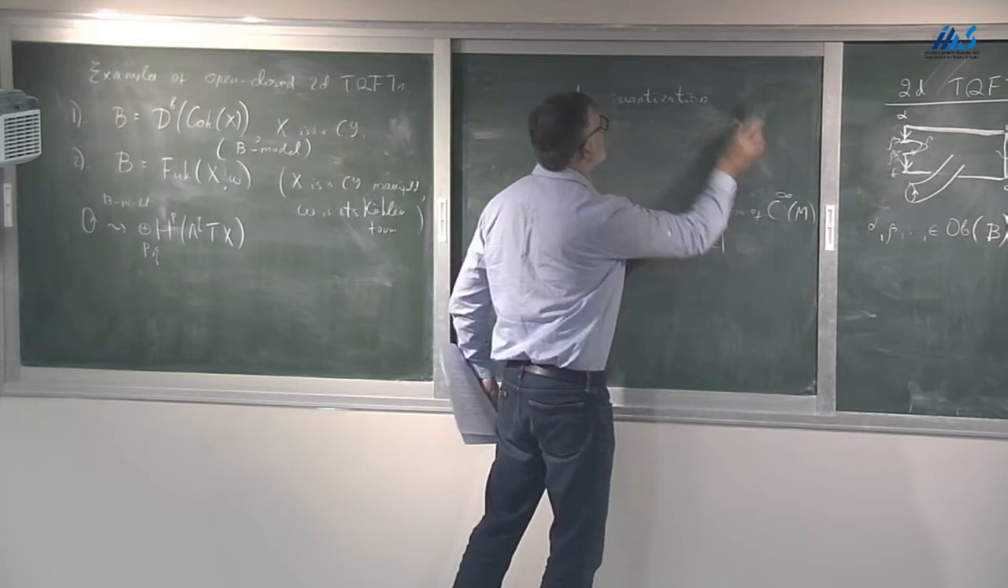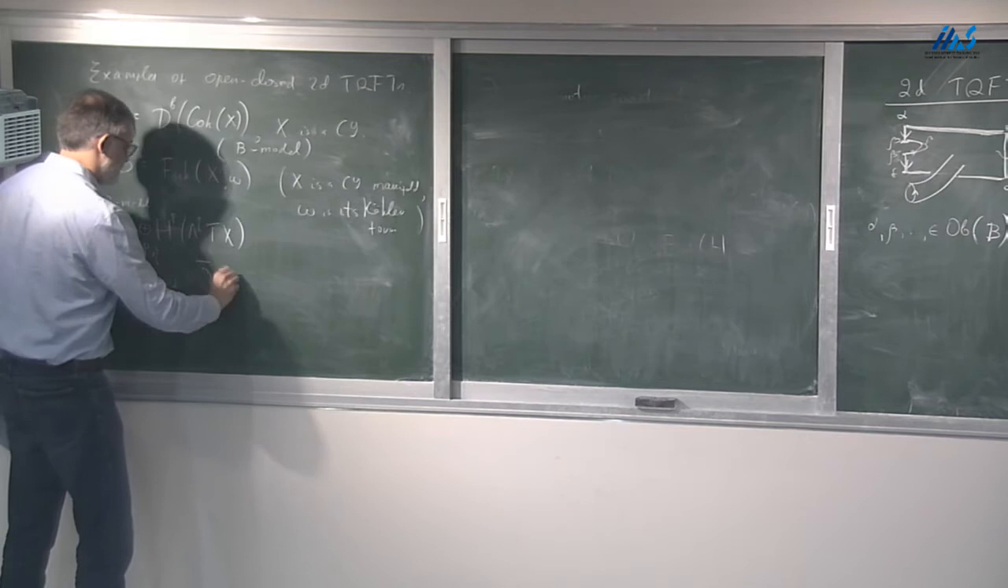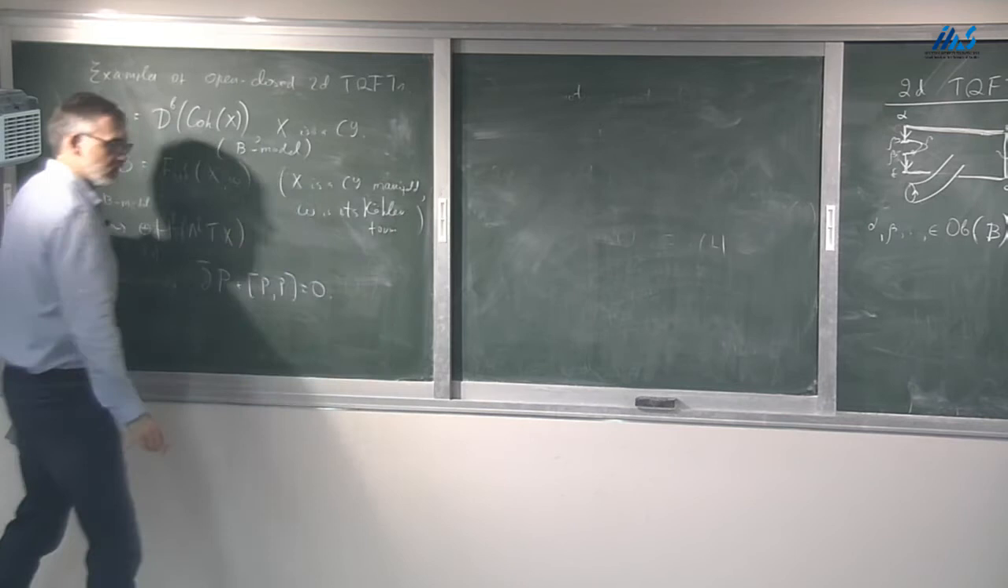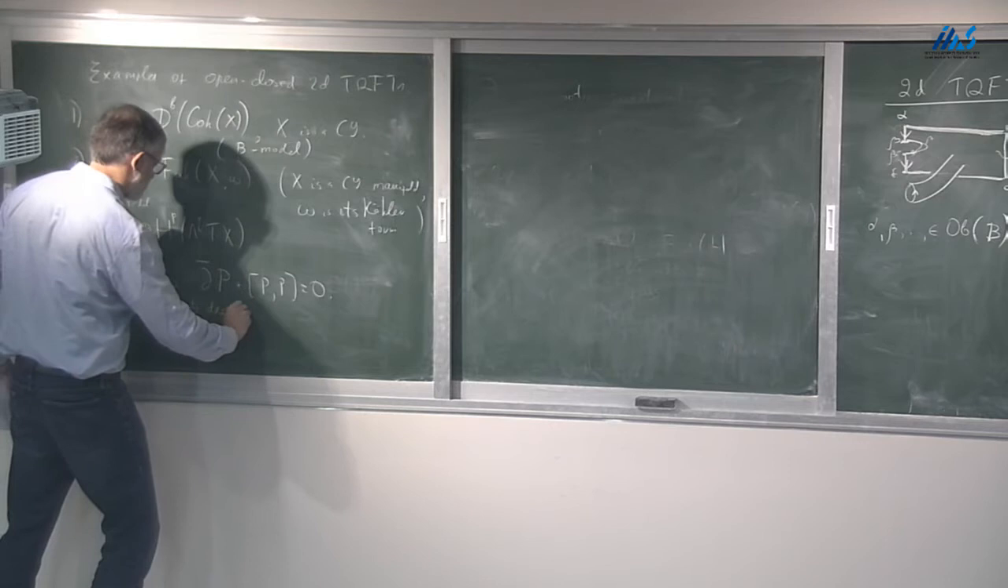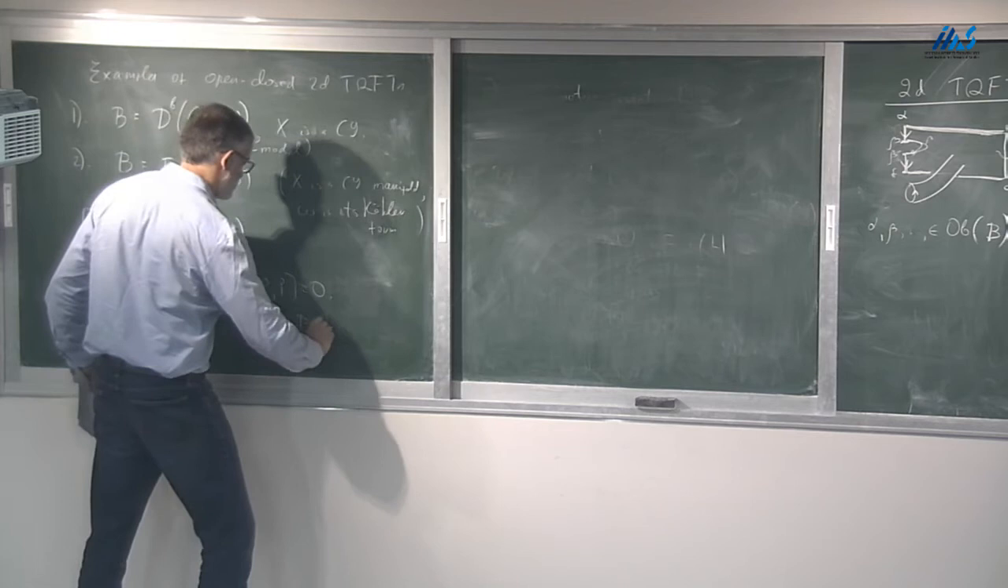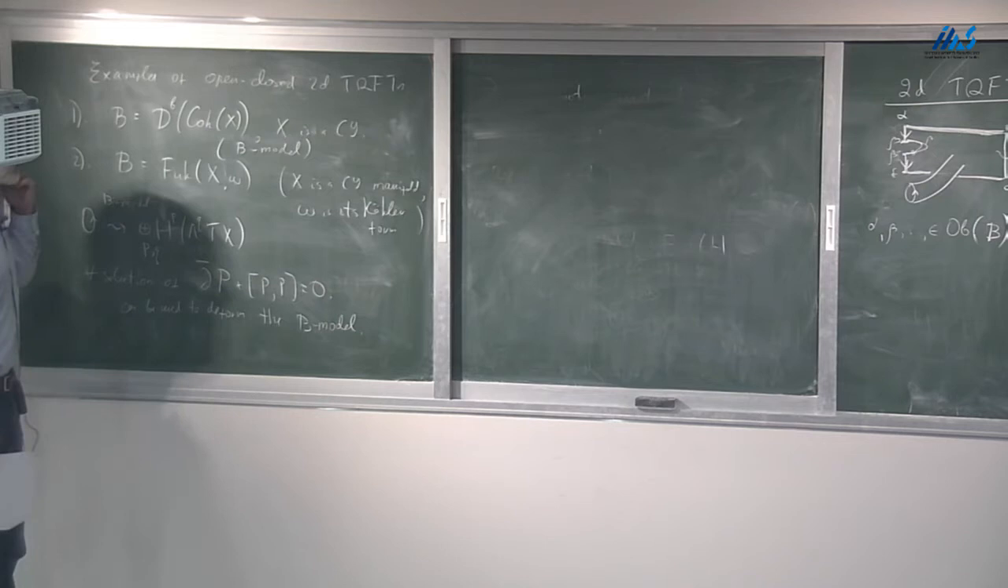But more generally, any solution of some Maurer-Cartan equation can be used to deform the B model, and deform the category, right. So now the question is, okay, can you understand this from a physical viewpoint? And that's what next I'm going to explain.